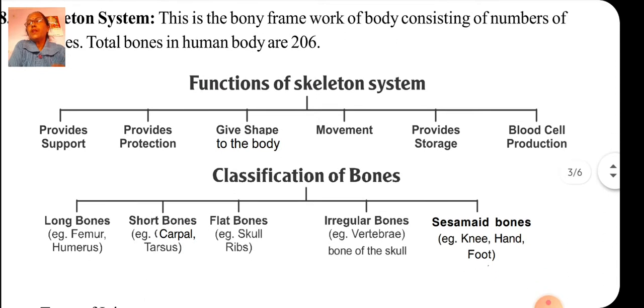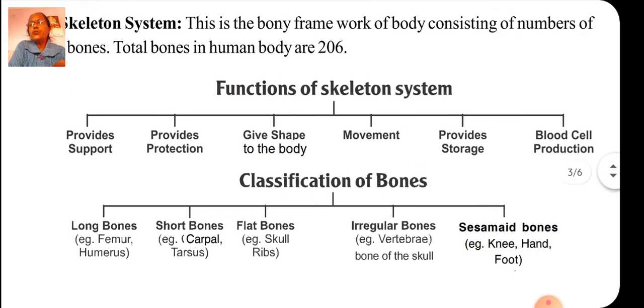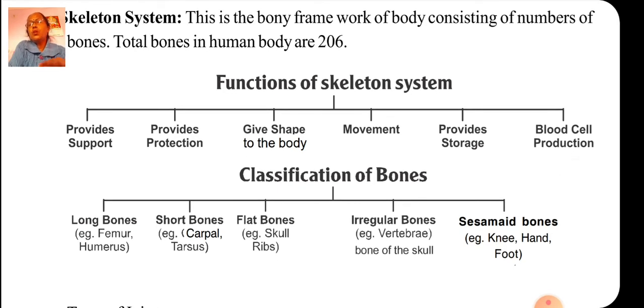You all know what the skeletal system is. Functions of the skeletal system are: it provides support, it provides protection, gives shape to the body, is helpful in movement, provides storage and blood cell production. These are the functions of the skeletal system. Now, classification of bones: long bone, short bone, flat bone, irregular bone and sesamoid bones. Now, the skeletal system is the bony framework of our body consisting of a number of bones. Total bones in our body are 206, as you all know.